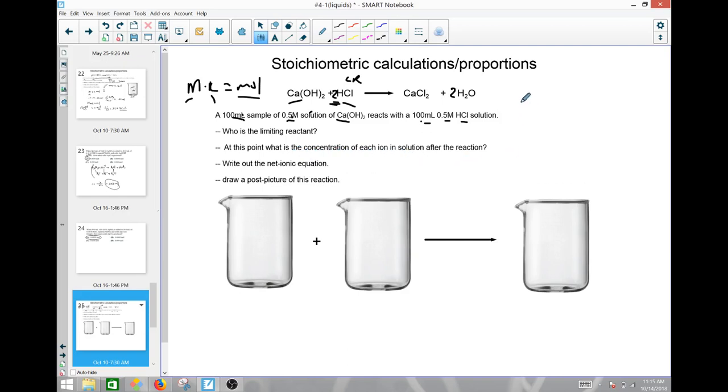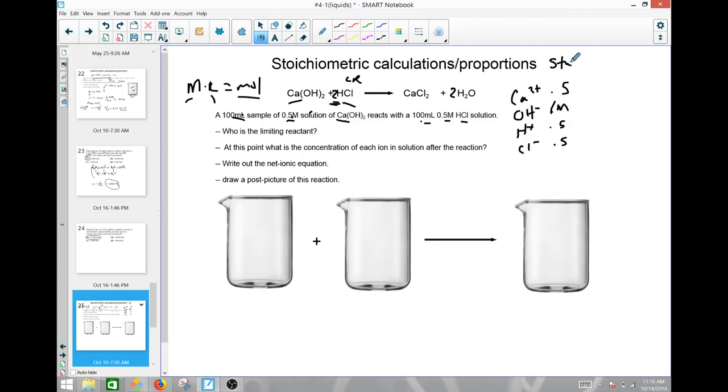Okay, let's do this. I have calcium, I have hydroxide ions, I have H plus ions, I have chloride ions. All right, and in this case, before I get started here, what's my concentration before I get started? It's 0.5, 0.5. This is doubled, so let's change that to 1. 0.5 times 2 is 1. This is 0.5, and this is 0.5. This is the start.